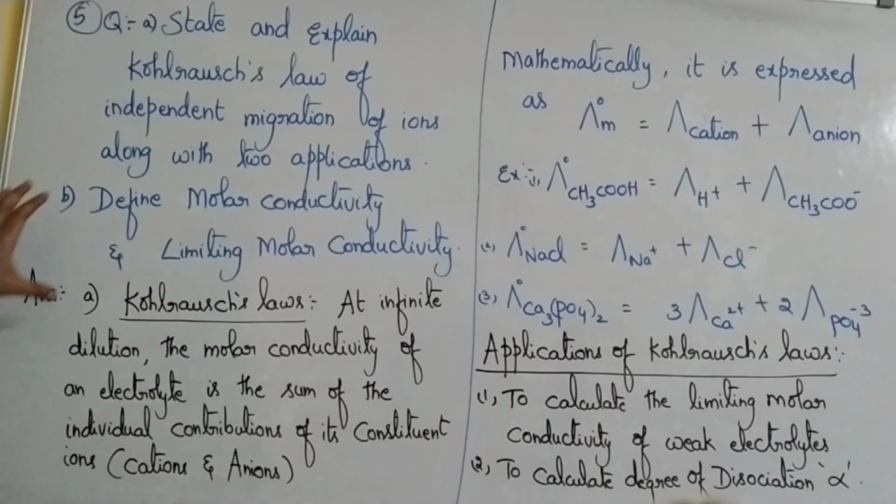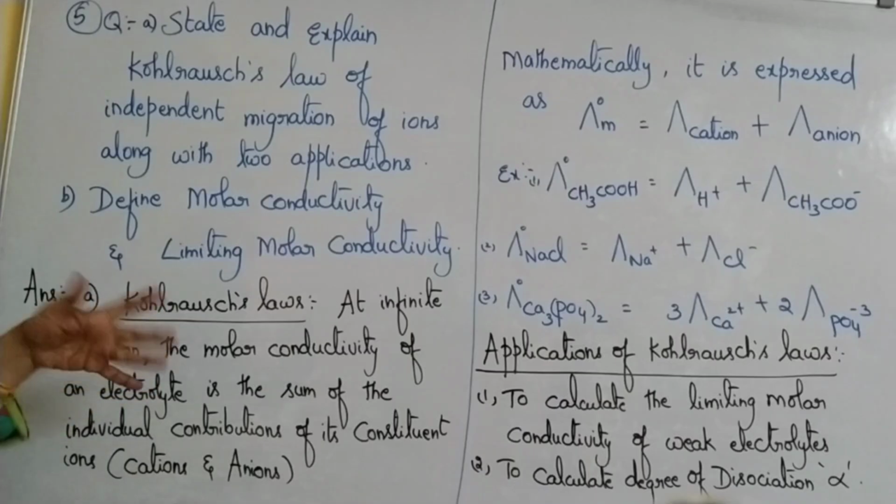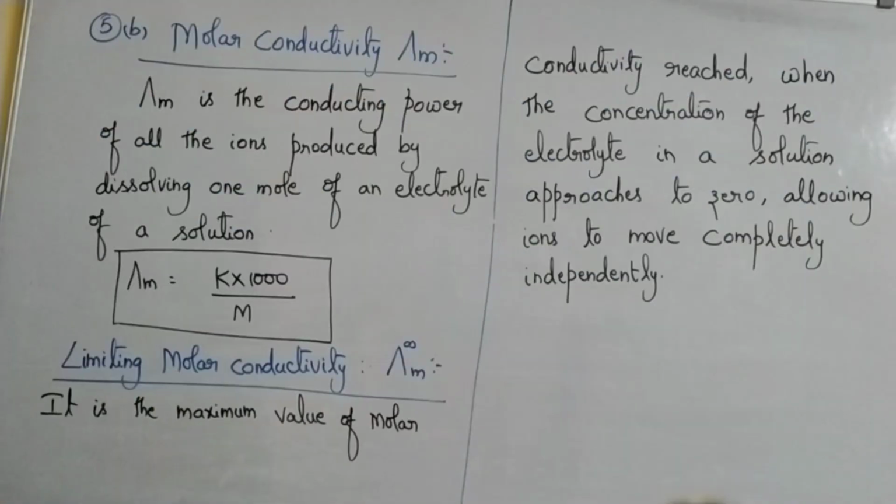Now the second part, let's see next. I mean, let me drop the board and write. So next, look at the last bit, molar conductivity. So lambda m definition is what? Lambda m is the conducting power of all the ions produced by dissolving 1 mole of an electrolyte in the solution.